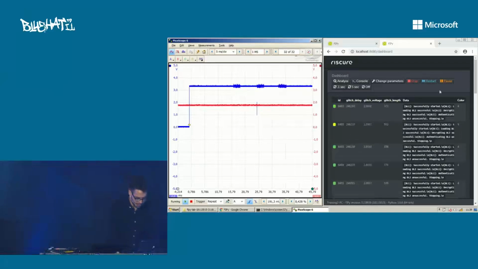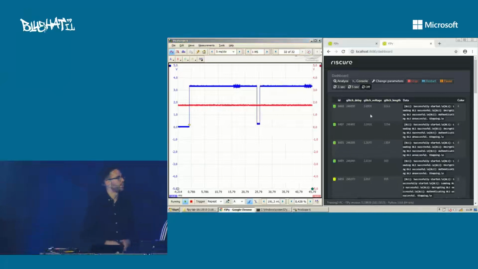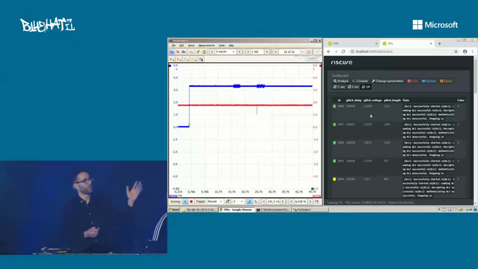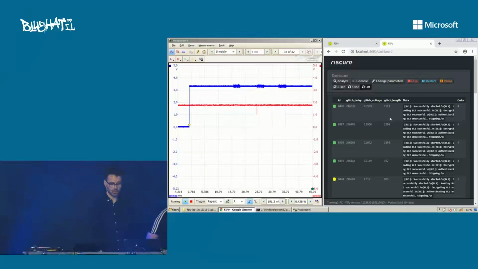So let's look at the right side, which is our interface to control the hardware. I will just briefly stop the updating. What you can see is that we roughly performed since the start of this presentation 9,000 experiments. We randomized the glitch delay a little bit, so we go from left to right. The glitch voltage is the amplitude of the dip, and the glitch length is the width of that dip. On the right side you see the expected data being returned by the target. It's finalized with stopping, so the target detects that it cannot authenticate the image.